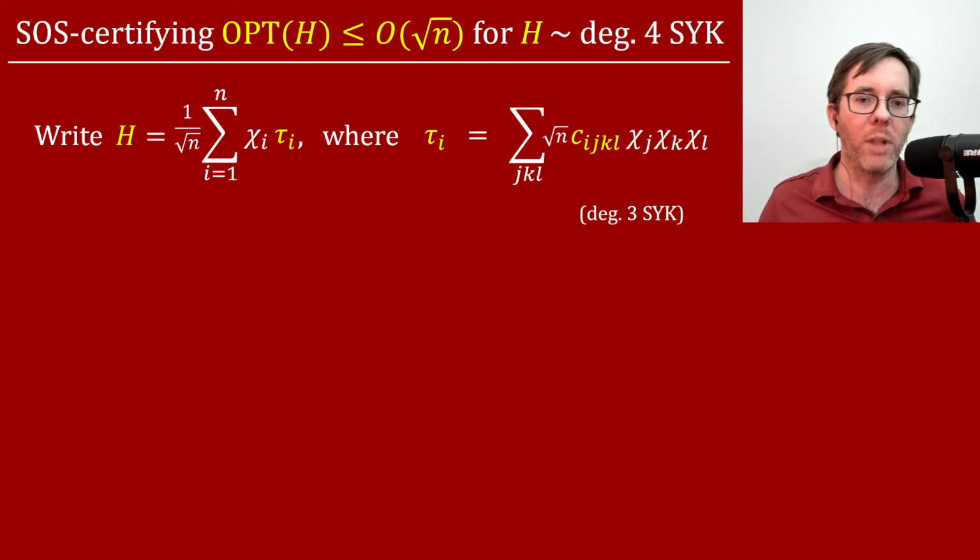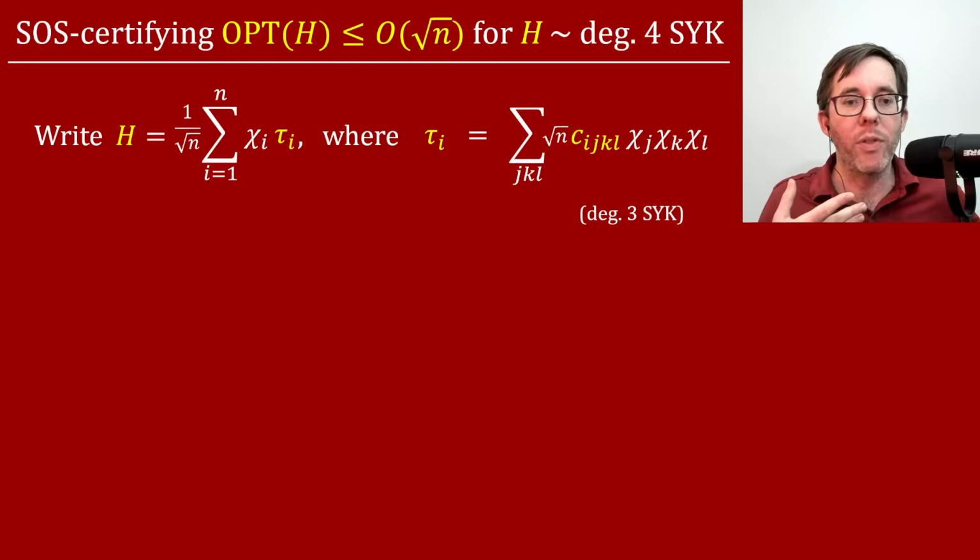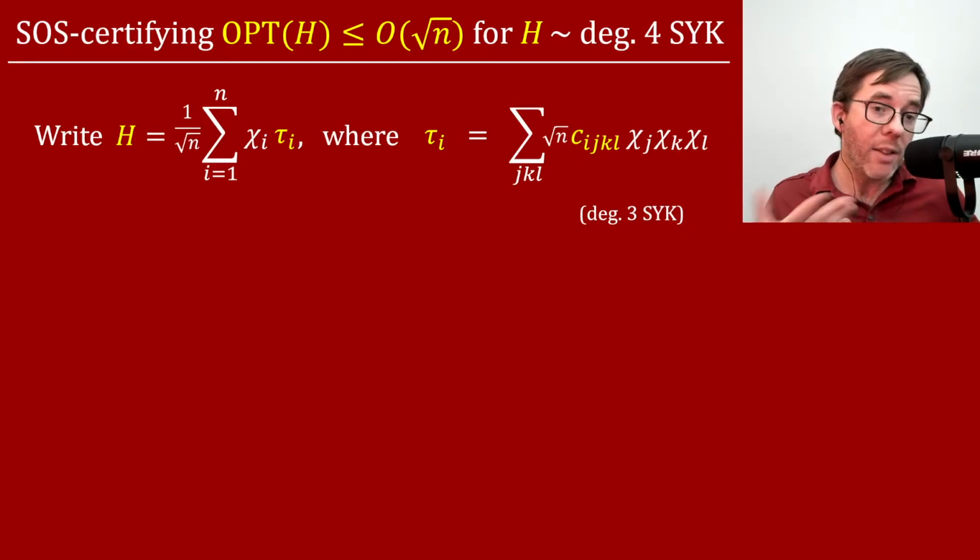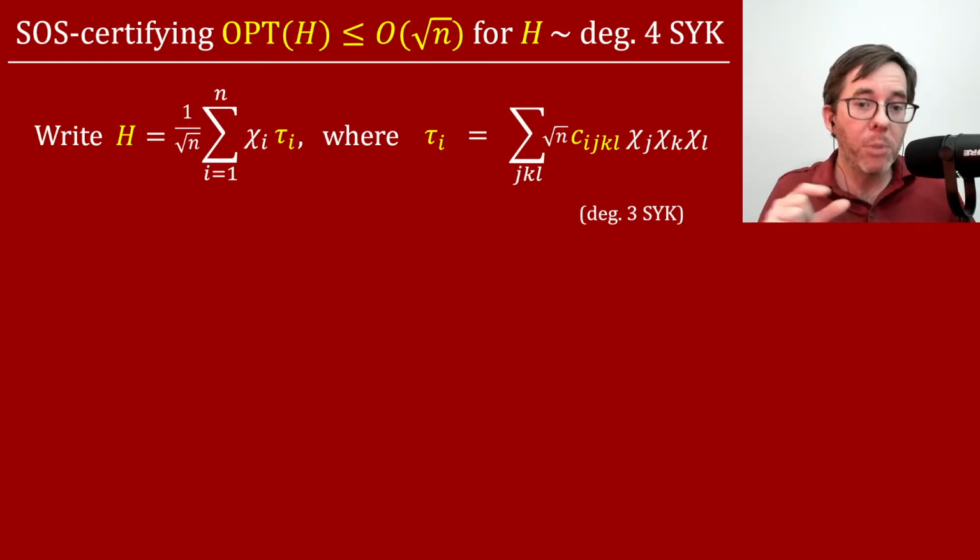I only do this normalization rejiggering so that the tau I's become normalized with the L2 norm of their coefficients 1 in expectation. And then in this way you see that actually each tau I pretty much looks like an independent draw from degree 3 SYK. Okay, so now the argument kind of begins.